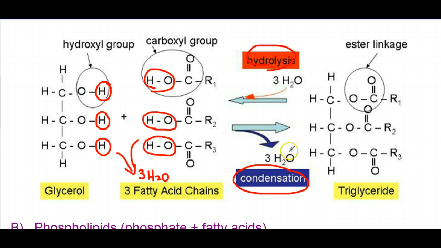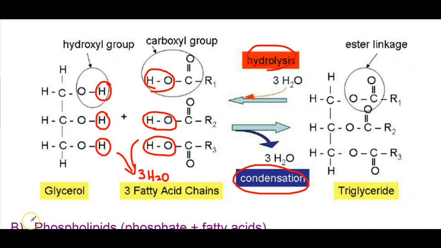And that's where you get your 3 waters coming out. And remember, once these are removed, the remaining subunits join together and form this bond here, which we call an ester linkage. I don't think we've dealt with this quite yet. But an ester linkage is basically when you have a carbon with a double bonded oxygen bonded to another carbon separated by another oxygen. So carbon, oxygen, carbon, and one of them has a double bonded oxygen on top. That's called an ester link.